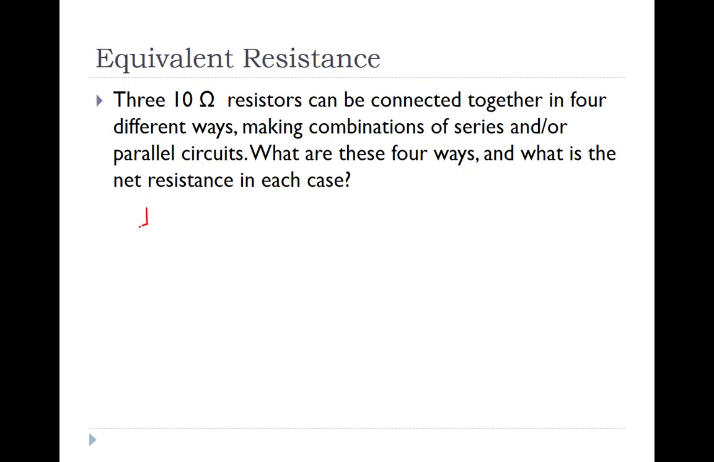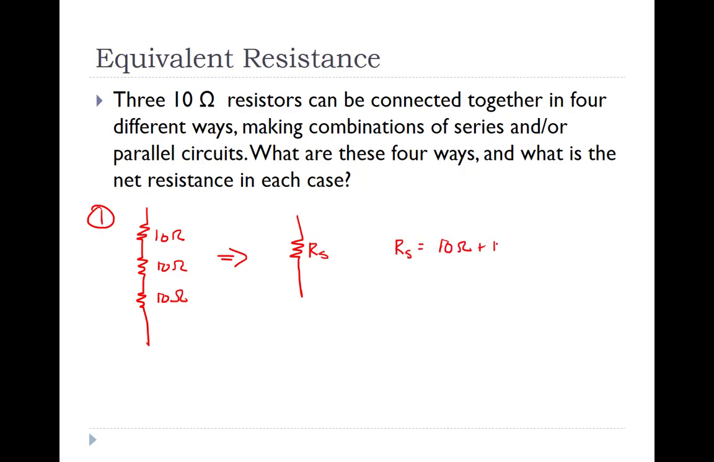So starting with one of the obvious ones, I can put 3 10-ohm resistors in series. Label this with a 1 so we know it's combination 1. So now I'm going to combine those down to a single resistance where our series is going to equal 10 ohms plus 10 ohms plus 10 ohms, which combines to give me an equivalent resistance for that combination of 30 ohms.